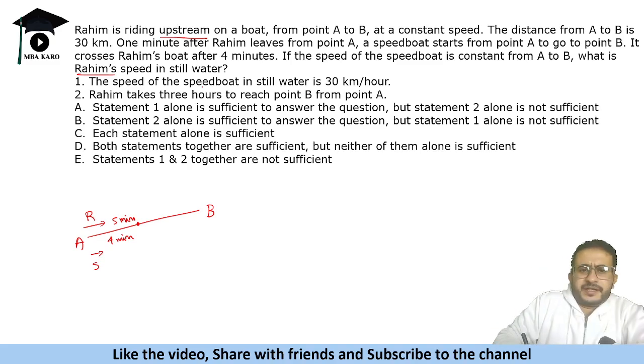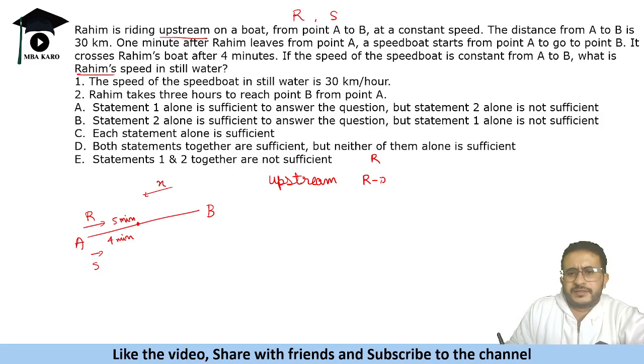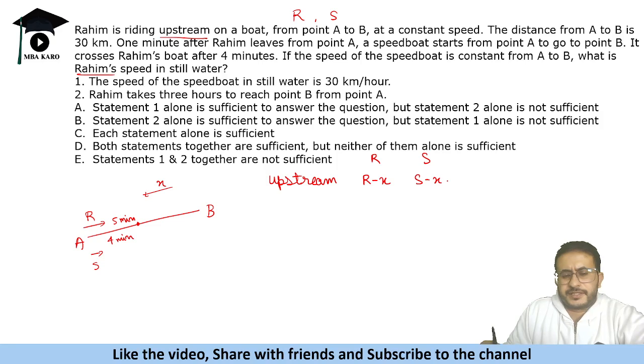So let us say Rahim's speed is R and the speed of the boat is S. And we are given that the river is flowing and they are going upstream. So let us say the river speed is X. Now since they are going upstream, Rahim's speed will be R minus X and the speedboat speed will be S minus X.